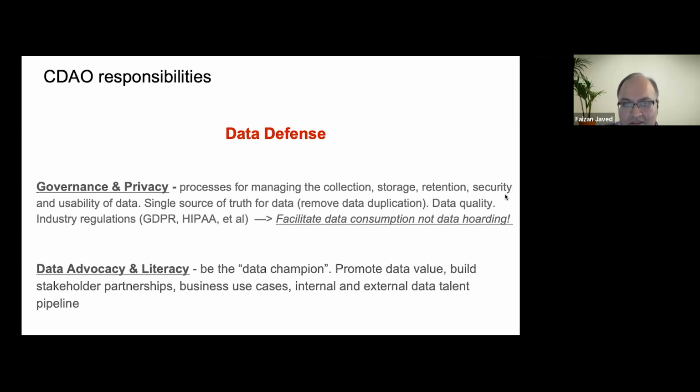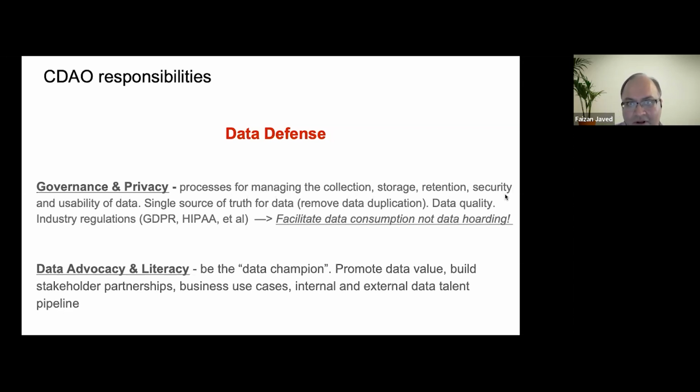So first, let's recap what are the responsibilities of people in these CDO roles, right? So the first half of the role actually focuses on what we call data defense, right? So this includes primary areas such as governance and privacy, right? Building a strategy for data across the organization, and also making sure that they have practices in place to properly collect, store, retain, and secure data, right? And also to make sure that the organization is complying with all the security requirements.